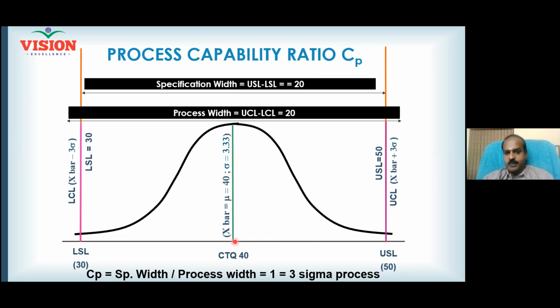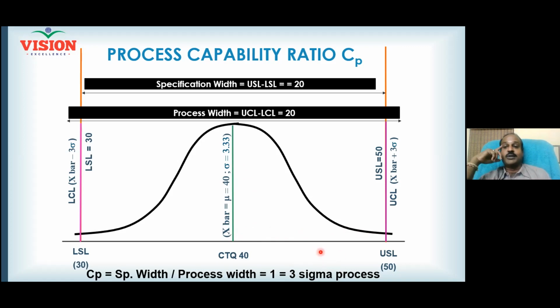See here, the process center is here. The nearest specification limit is here. What is the distance between the process center and the nearest specification limit? Can one of you tell me? 3 sigma, sir. 3 sigma, beautiful. It is equal to 10 units. 10 units means 3 times the sigma value, 3.33. So the process is called a 3 sigma process.